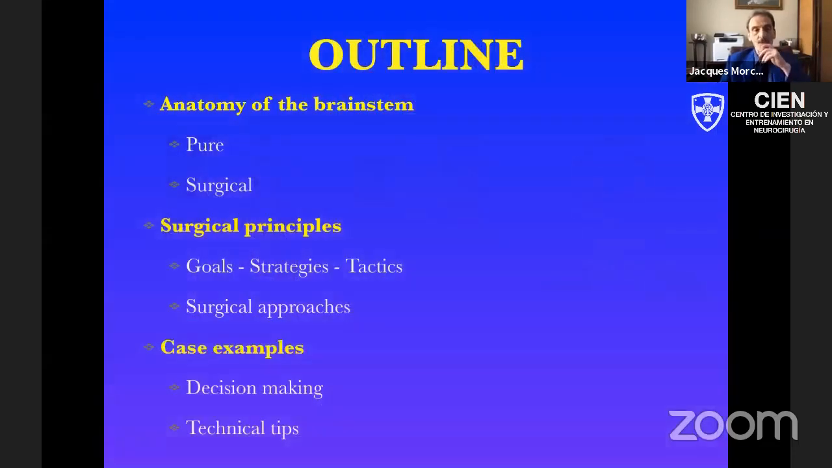So what's the outline of my talk? First, I'll talk a little bit about the anatomy of the brainstem, the pure anatomy, and the surgically applied anatomy. Then about the surgical principles, and I'd like to introduce to you the concept of the goals of treatment, the strategies of treatment, and the tactics in the treatment of brainstem cavernoma in that sequence. Then we'll discuss the surgical approaches you could entertain. And most of the talk will be really on case examples, trying to show you at least my decision-making and some technical tips through the multiple videos I will show you.